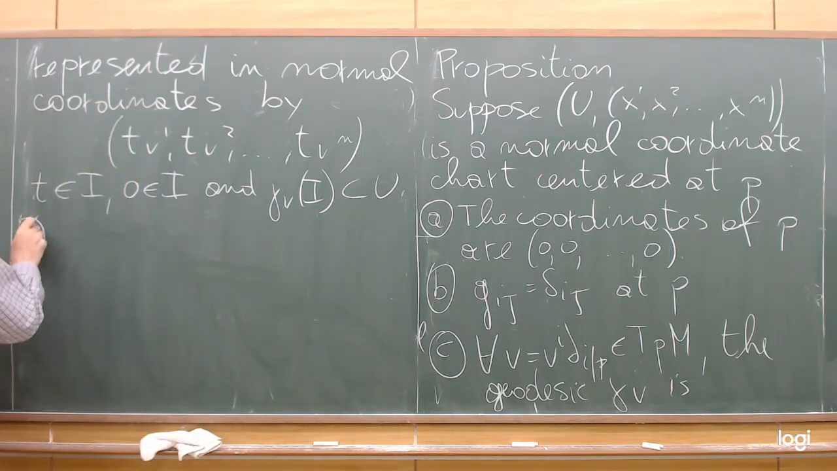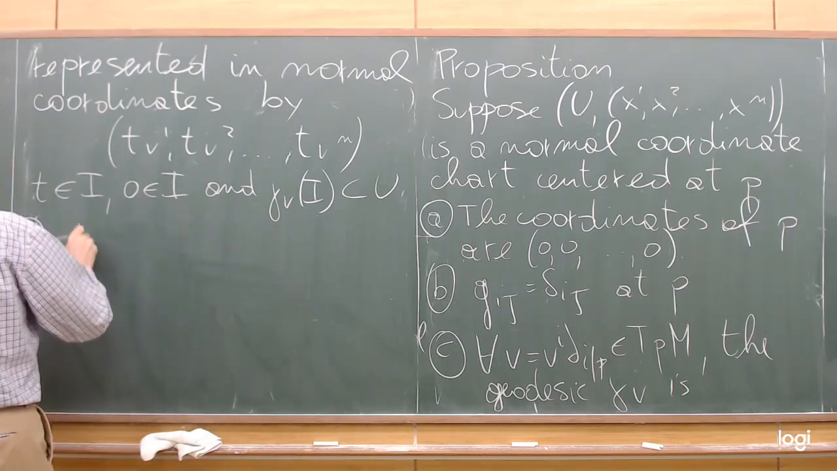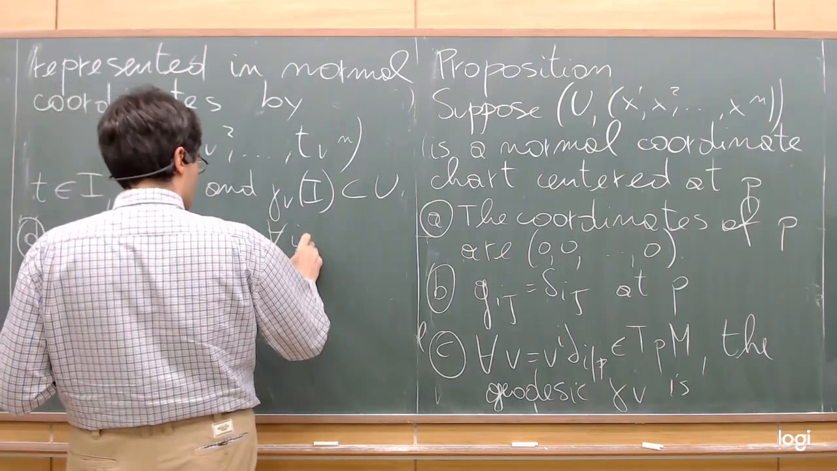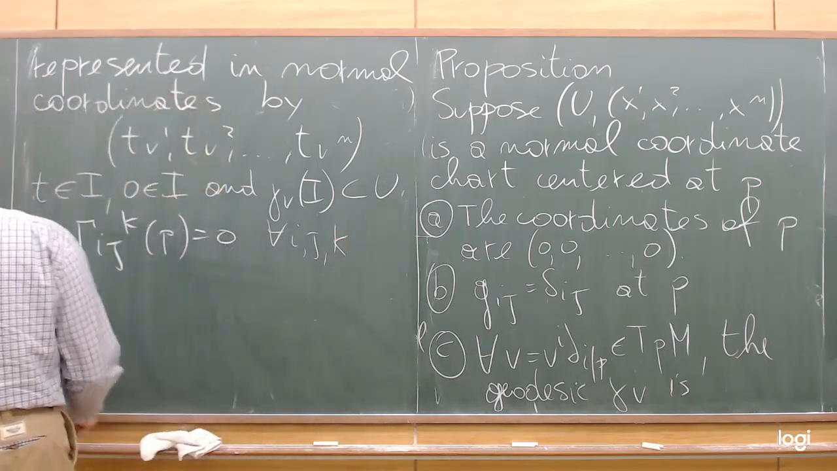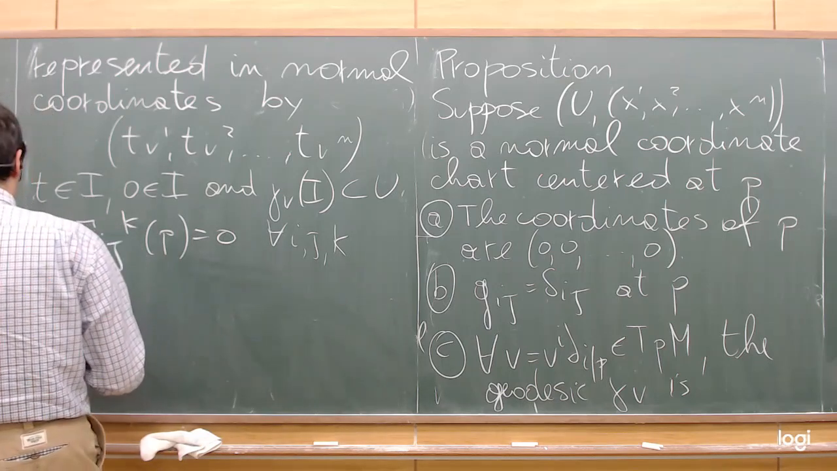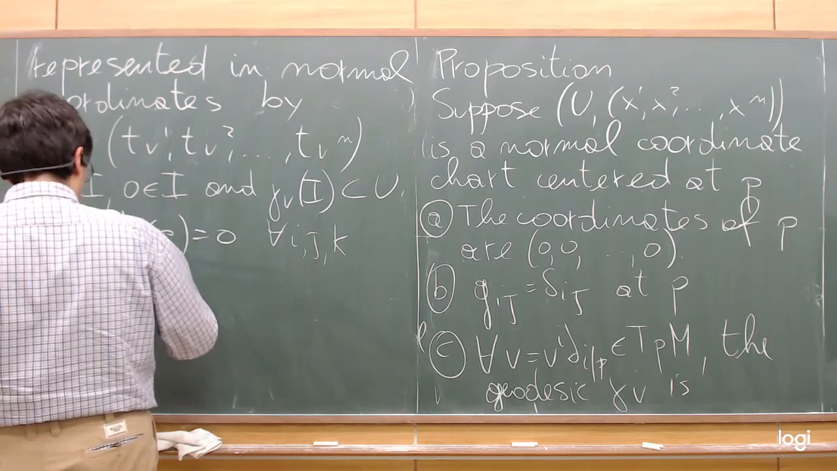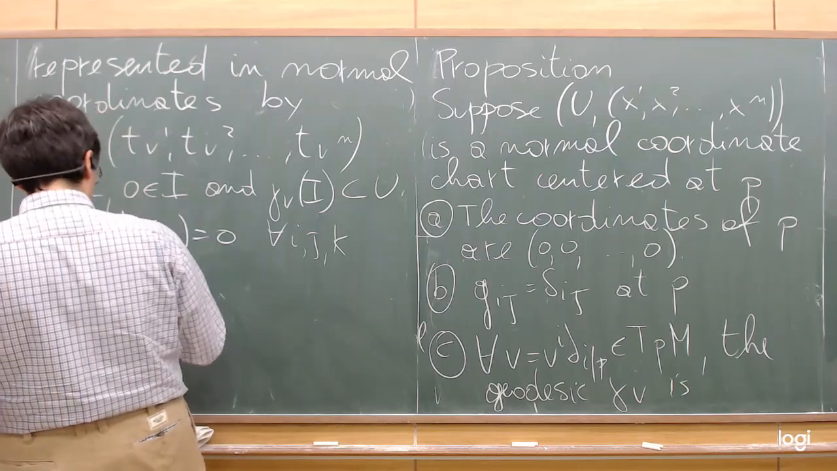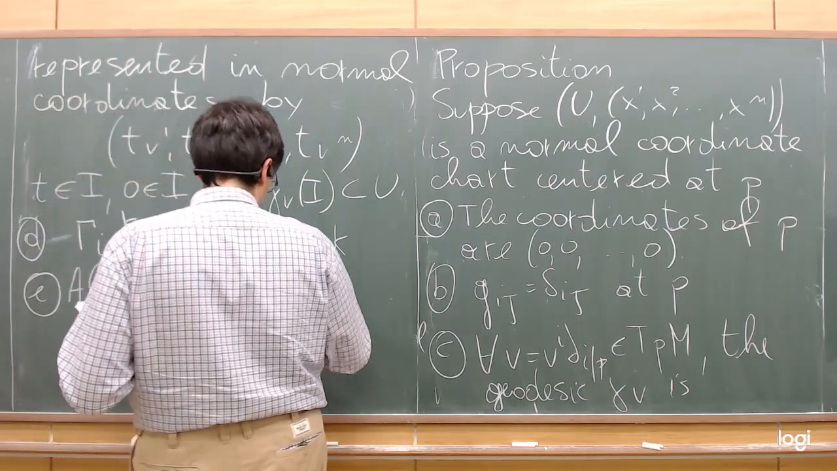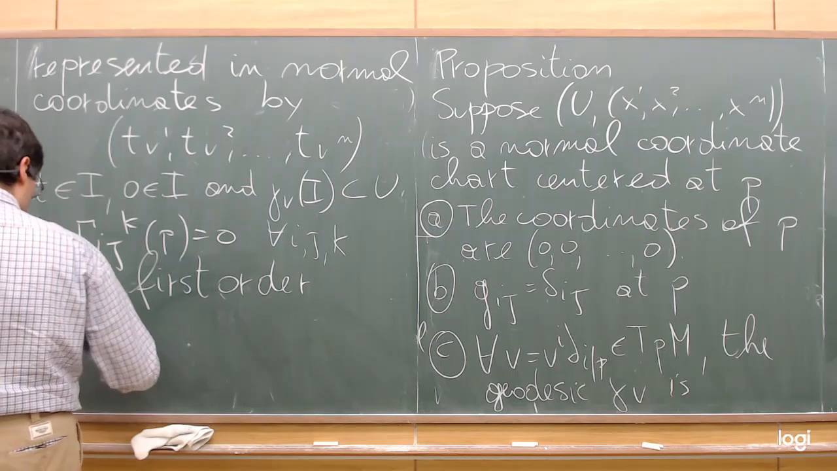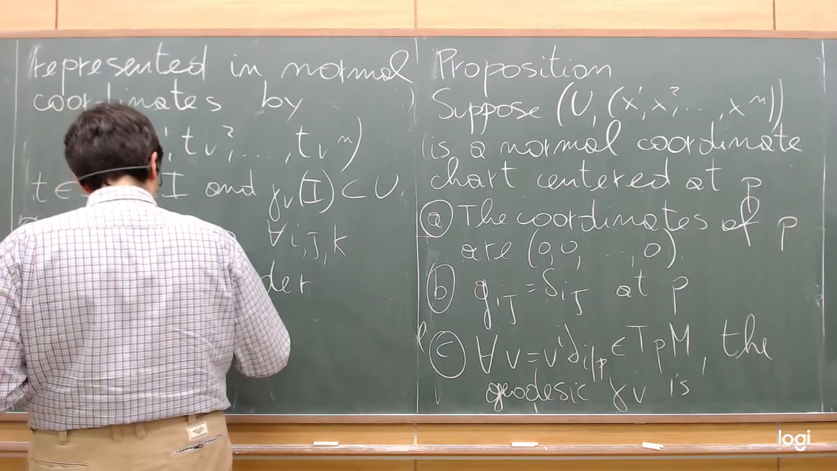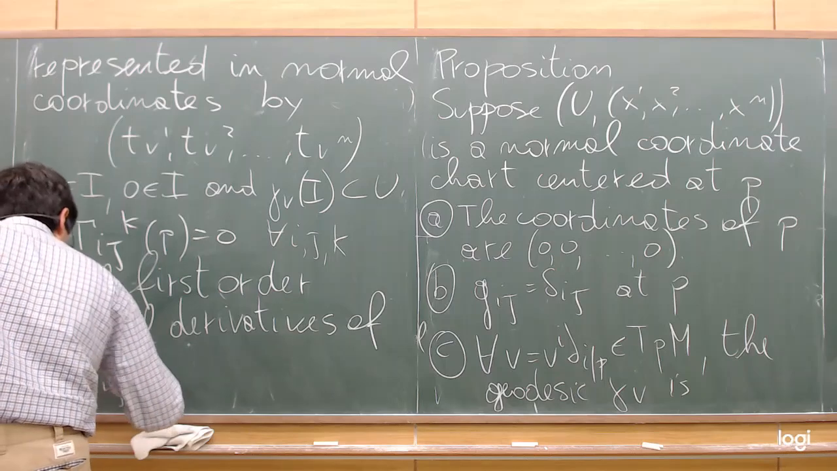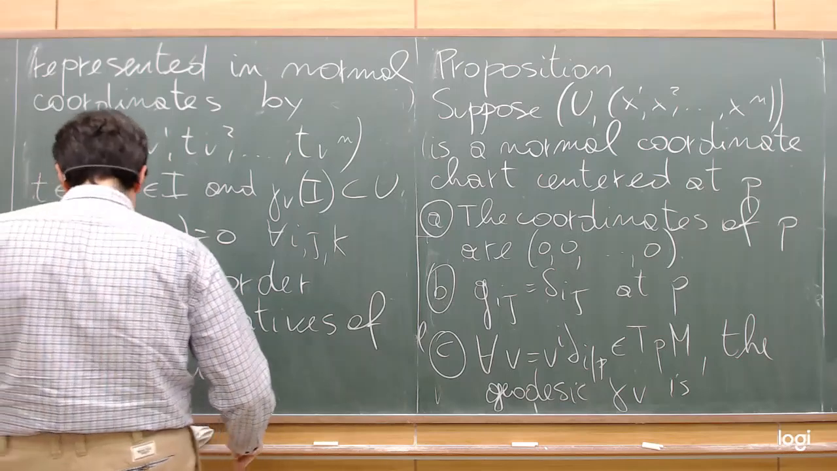(D) Gamma^i_jk at P equal to 0 for any i, j, k, and (E) all first order partial derivatives of g_ij vanish at P.